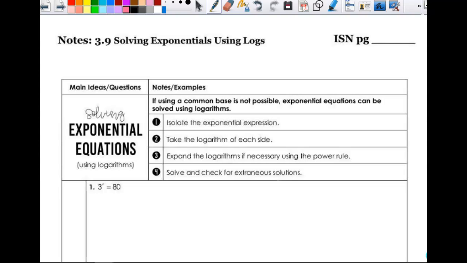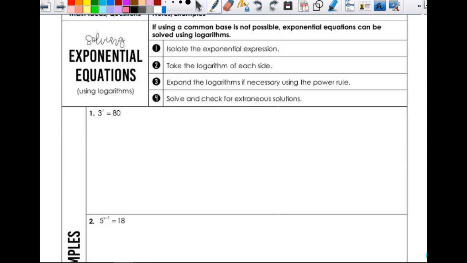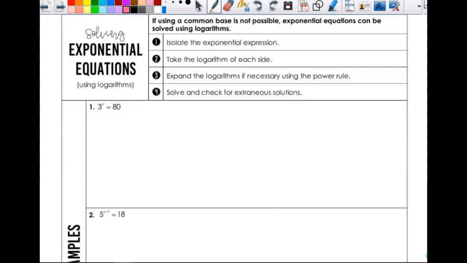We have solved exponentials by getting common bases, we solved logs, and now we're going to solve exponentials using logs. Sometimes it's not possible to get a common base. If you look at number 1, if this was 81 instead of 80, then I could totally get a common base and solve it like we've been solving it. But it's not 81, it's 80. So I'm not going to be able to come up with a decent looking exponent easily on my own without some help. So here's how we're going to use our logs.